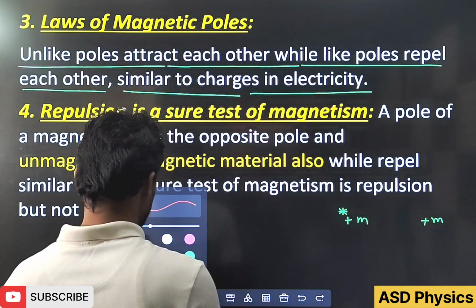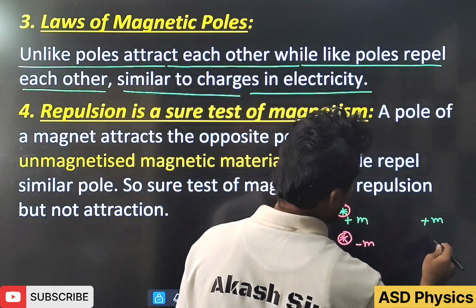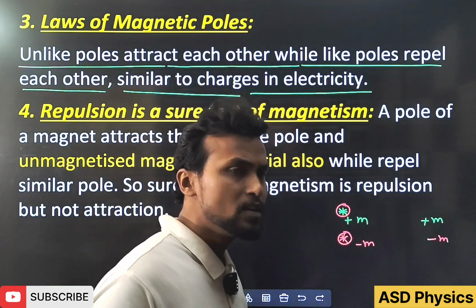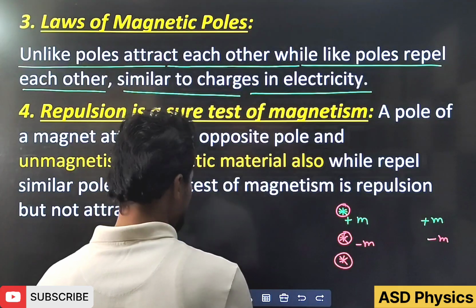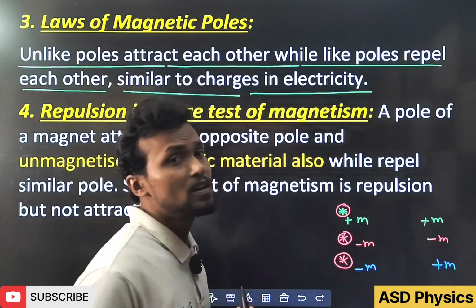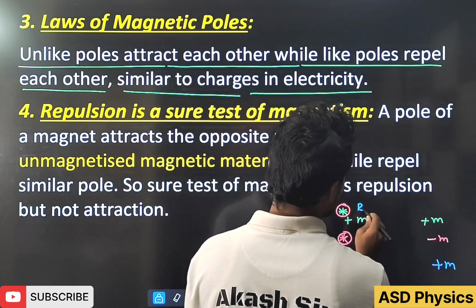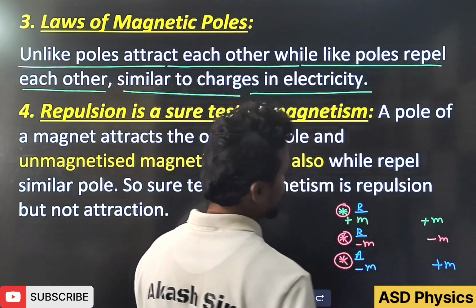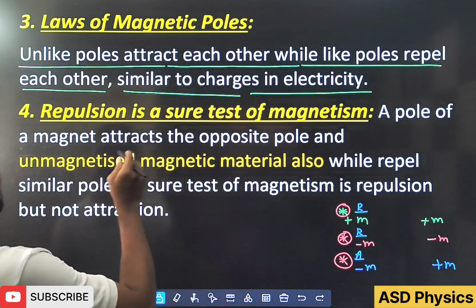First case. If I talk about further, let's take for example, if I write here minus M and minus M, you can see both are the south poles. Again, repulsion will happen. And next, if I talk about unlike poles, let's take for example, this is minus M and this is plus M. Here attraction will happen. So in the first situation there is repulsion, in the second situation repulsion, and here attraction will happen. What is small m? Small m is the pole strength. Remember this.